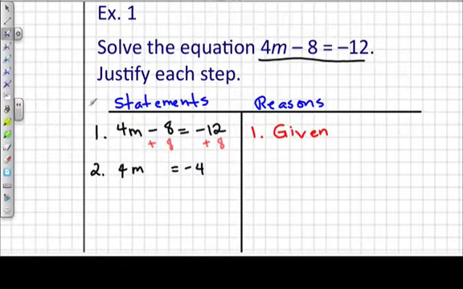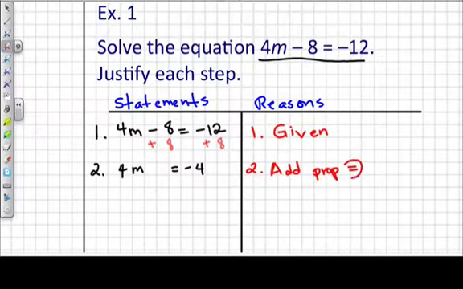So technically, in a proof, all you want to write is the result of what happens after you do this next step. So the reason that I know 4m is equal to negative 4 is because I added 8 to both sides. I added the same amount to two sides of an equation. That's what we call the addition property of equality. You can write it like that. You can write the addition property of equality if you want. That's okay too, but you've got to have that property of equality in there. You can't just write the reason is add. That's not sufficient.